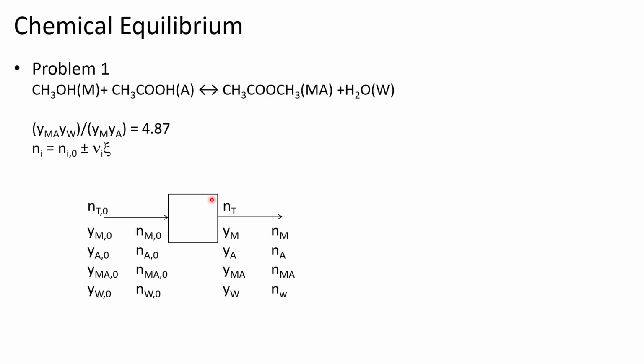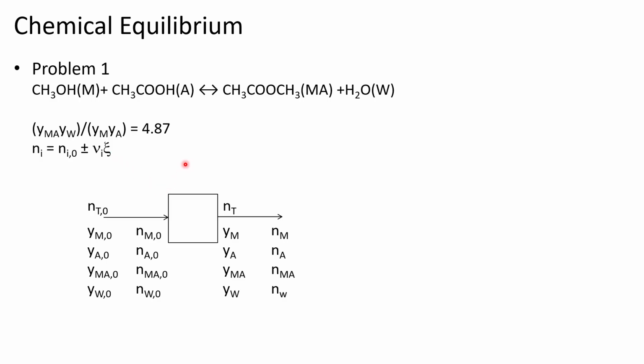Next, in problems like this, we're going to relate the number of moles that come out of the reactor, n sub i, to the number of moles that enter, n sub i0, plus or minus the stoichiometric coefficient times the extent of reaction.